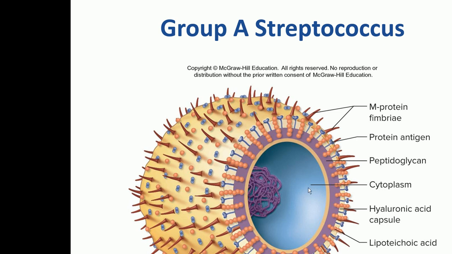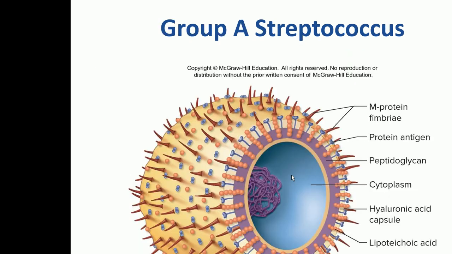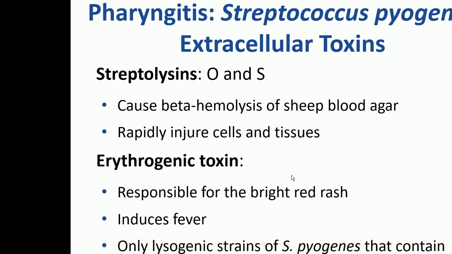So this lipoteichoic acid helps in the adherence of the cell wall. This is the cell wall which has peptidoglycan in it. It helps the adherence of the cell wall to the epithelial cells of the pharynx. So these are all virulence factors of this bacteria, which is a very, very important cause of pharyngitis.